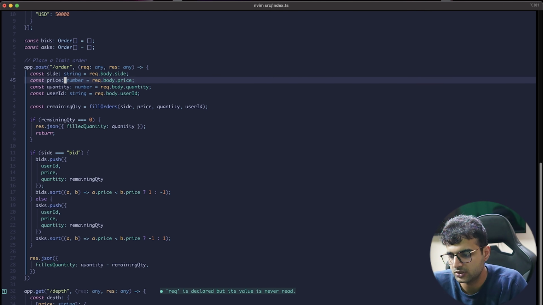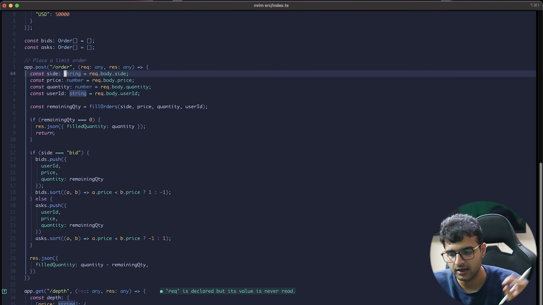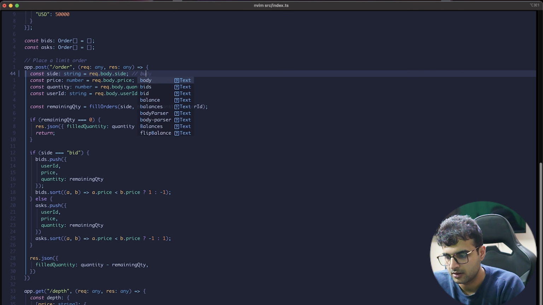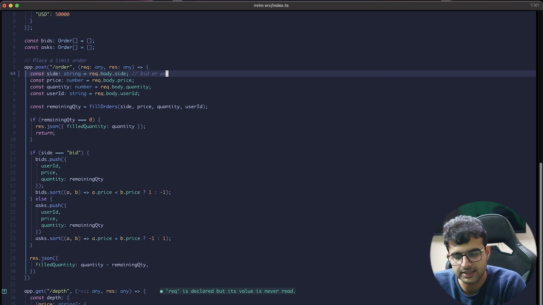And as you can see, the inputs that the user provides are, okay, this is my side. I want to either buy or sell. So this will be basically either buy or sell, or more specifically, a bid or ask. These are the two things that the user can send as an input here.